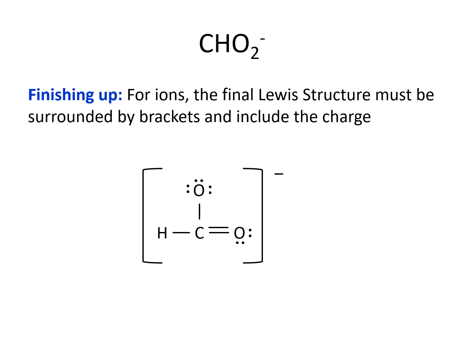We have one more step before our Lewis structure is complete. For ions, we must enclose the structure in brackets and include the charge. This is true whether it is a positive or negative ion. As long as there are dots in the structure somewhere, a bracket is needed before including the charge.